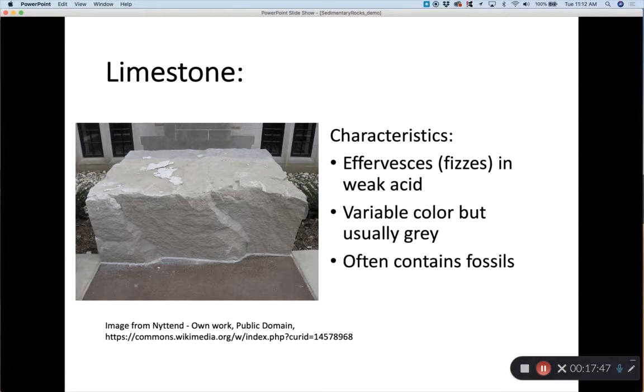But there's a quick chemical test for limestones. If you have a rock that you suspect might be a limestone because it appears to be a sedimentary rock, it's dull, it's gray, you put a drop of acid on it. If the acid effervesces, if it fizzes in contact with the rock, that's a good chemical test for calcium carbonate, which is the mineral that limestone is made out of.